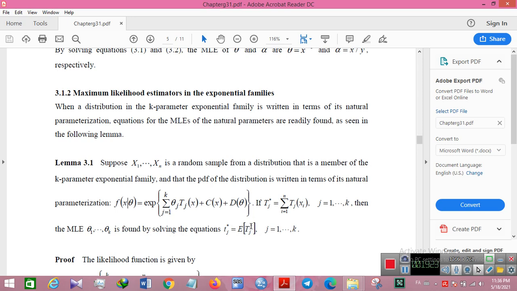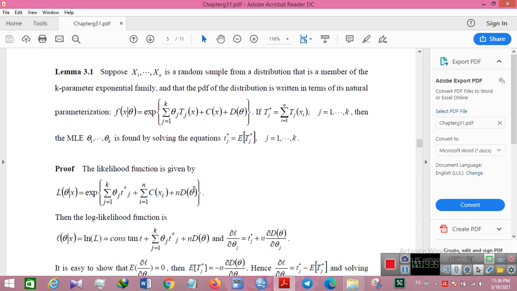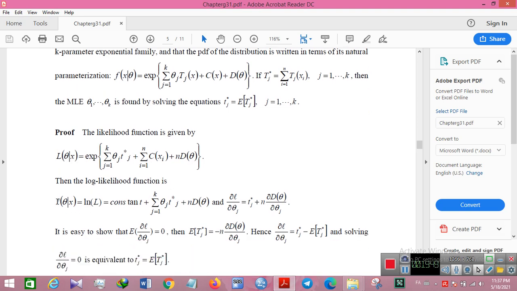So it is a simple method to obtain the MLE of the multi-parameter exponential family. The proof is very simple. If you look at this density function, the log likelihood is given by this form, and the log likelihood is a constant plus the summation of j from 1 to k of theta j t star j, plus n d(theta).